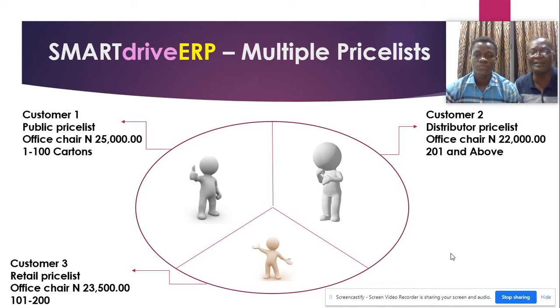How do you handle that in the system such that the people who work for you will not defraud the system? With SmartDrive ERP, you can set your price list and allow different price variations to prevail at different times and periods without shortchanging the system.